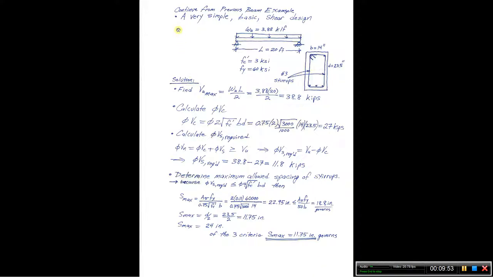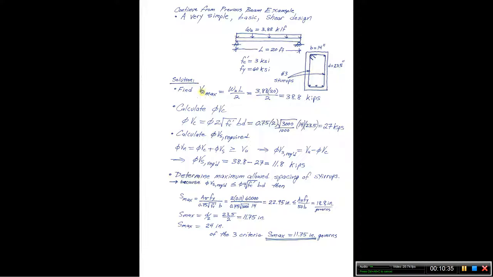The next thing that we can do is take that very same problem and that very same cross section, and we can imagine doing a very simple basic shear design for that beam. And you notice now I have some stirrups here, and I'm saying that I'm going to assume that I have number 3 bars and that I have a yield strength of 60 ksi for those stirrups. Now, if we wanted to find the maximum shear, it would be w sub u L over 2. And so if we do that calculation, we get 38.8 kips. That is our maximum shear force in this beam.